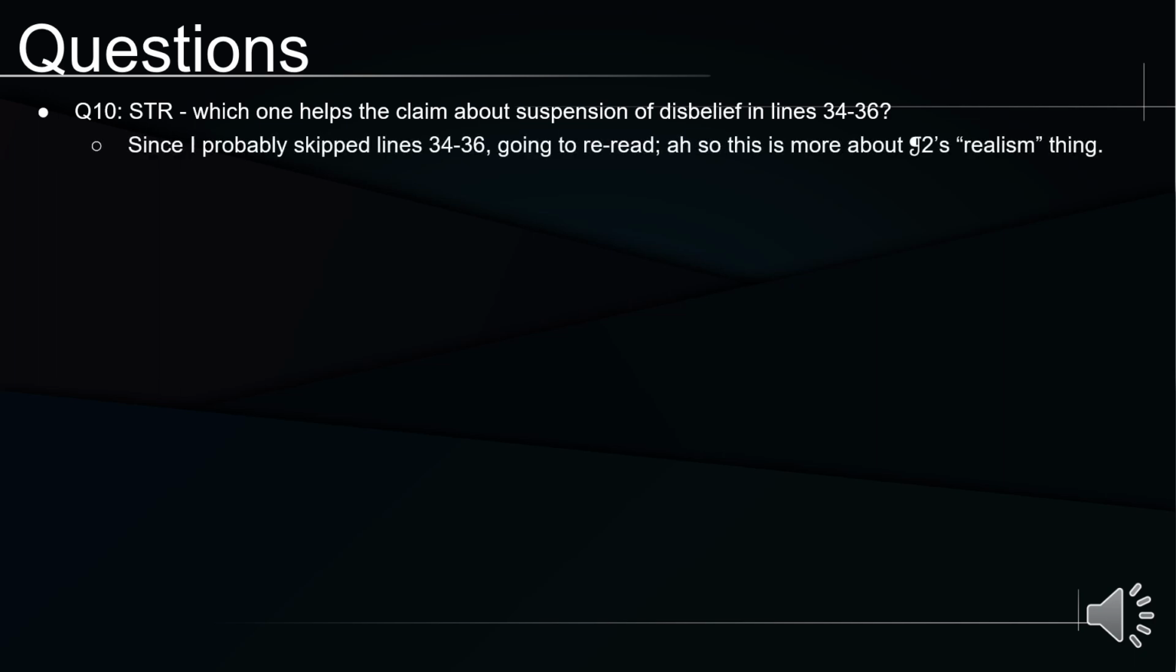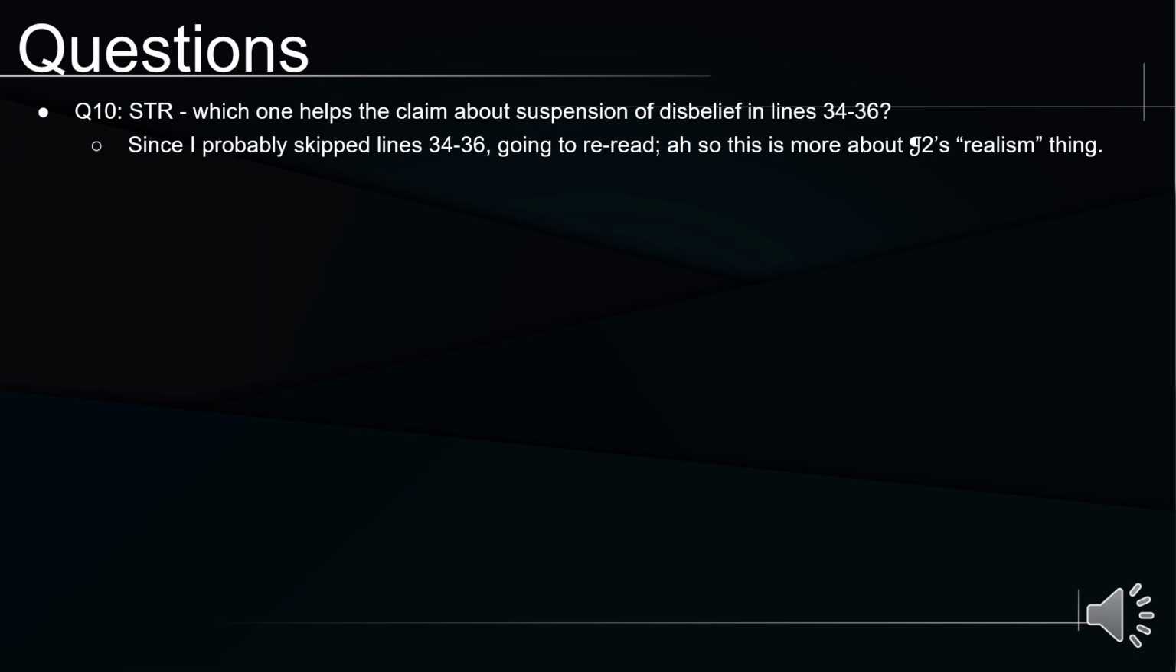Number 10. This one is kind of like an LR question that's snuck into RC. It's a strengthener. Which one of the following helps the claim about suspension of disbelief that we see in lines 34 through 36? Since I probably skipped lines 34 through 36, and looking at it, yes I did, because not in the first lessons, I'm gonna have to go reread it.